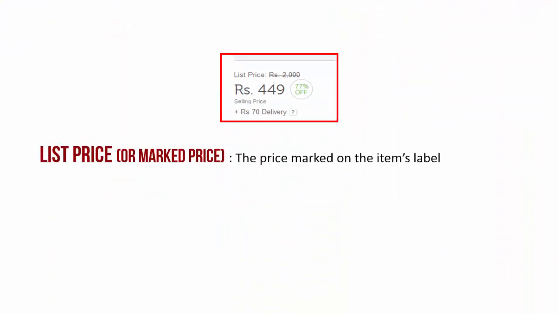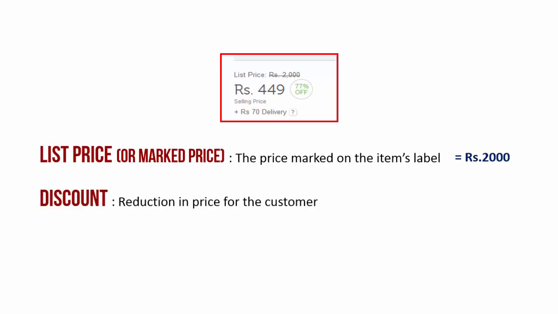The first idea is that of a list price or a marked price. Now that is a price that is marked on an item's label. In the case of the sari, the list price is 2000 rupees. On a sari that has a list price of 2000, Flipkart is offering a discount of 77% off. Discount is a reduction in price for the customer. In this case, the discount is 77% of 2000, which comes to rupees 1551.